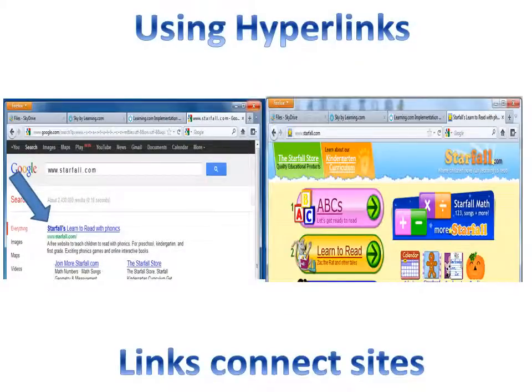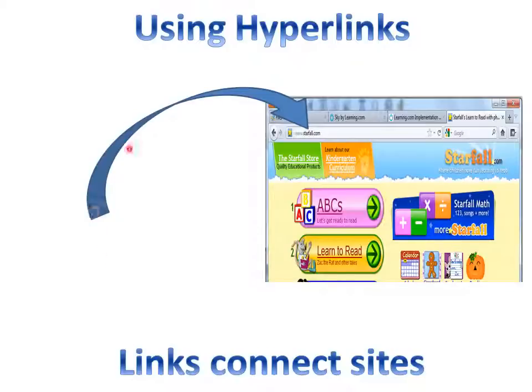Next, let's talk about hyperlinks. Here's a hyperlink right here. Normally they're a different color and they're underlined. Now, the links connect sites. Here's what I mean. If I'm over here and I click on this link, watch what happens. It'll take this website and put it up into the address bar. So I used to be here, but the link has taken me to the new site.